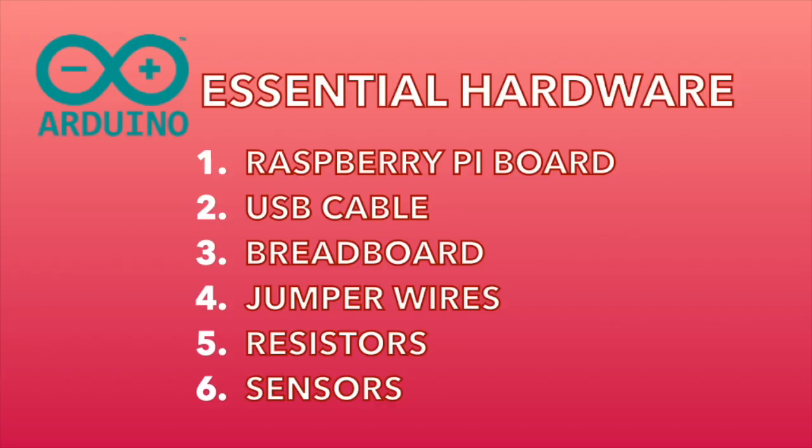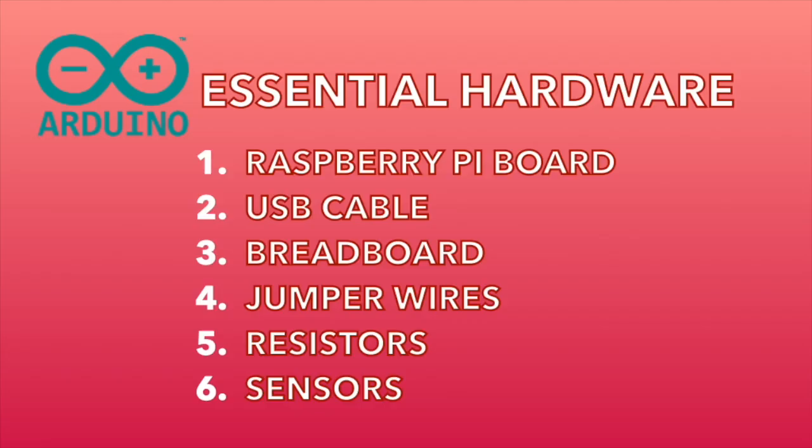Another important item is the breadboard. A breadboard is used to build and test electronic circuits without soldering. It allows us to easily connect and remove components, making it very useful for beginners and for experimenting with different circuit designs. Then we have jumper wires, also known as jumper wires.